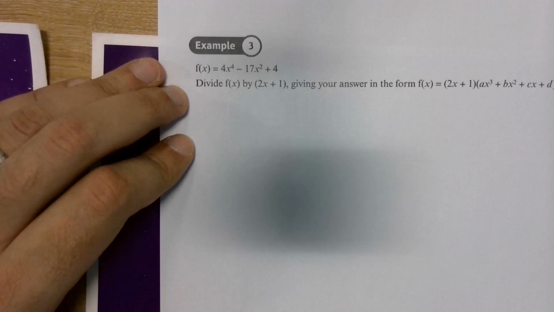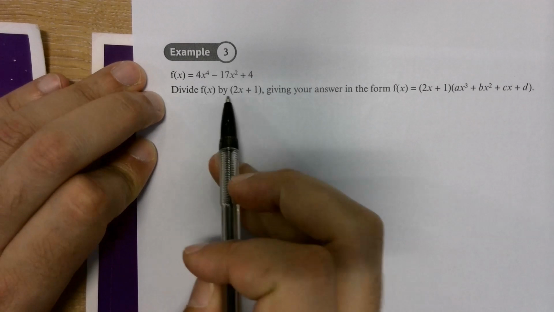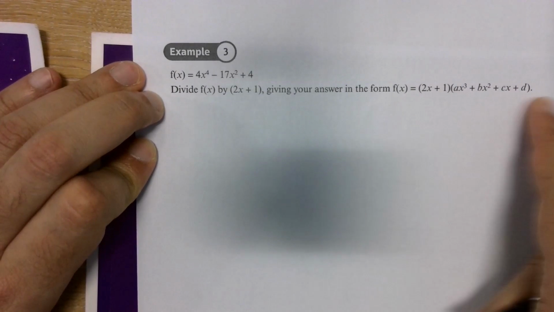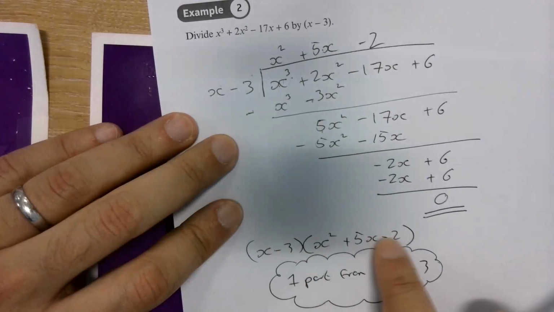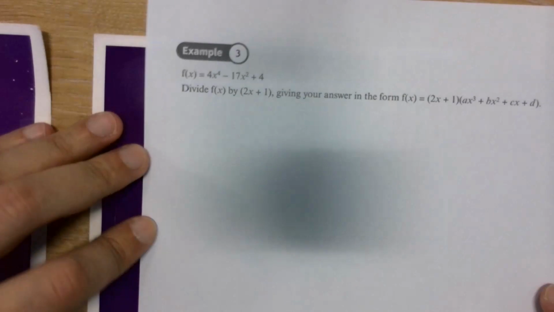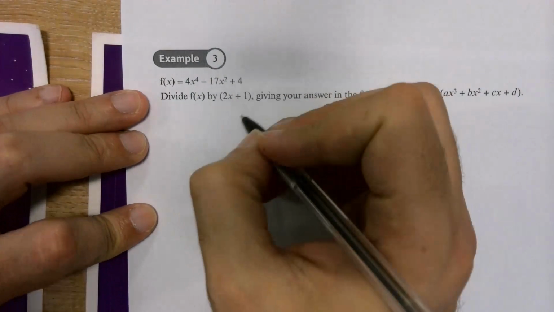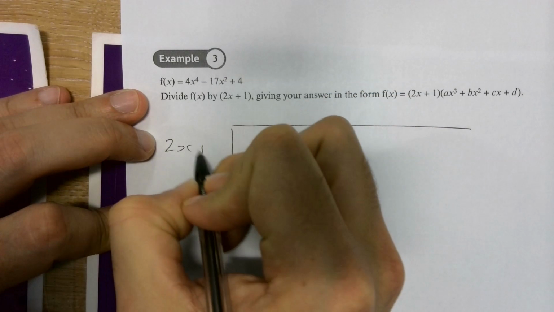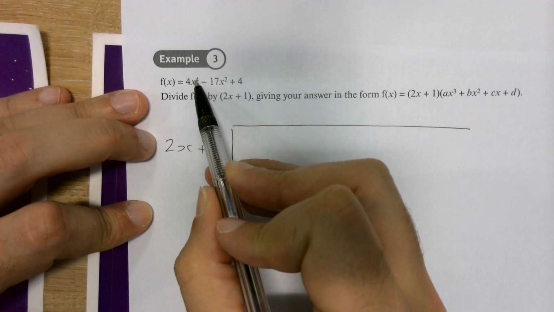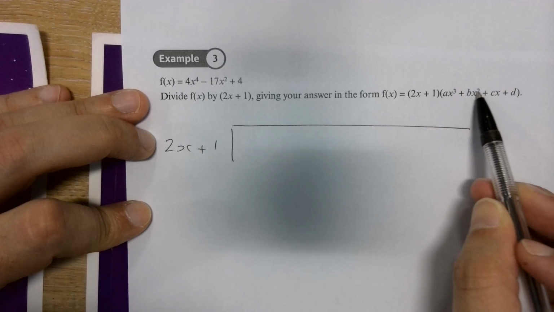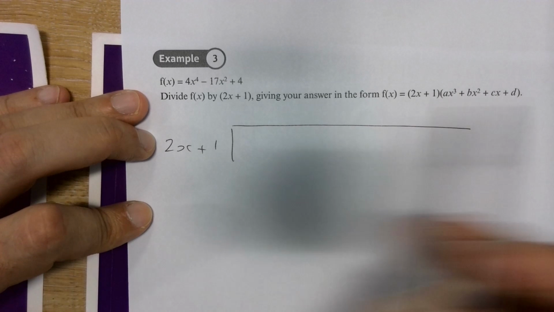Okay, right, example 3. So divide f of x by 2x plus 1, giving your answer in the form this, so that was what we did before. That just means that when you get your answer at the end, just write it out as this thing in one bracket and your answer up there in another bracket. So the problem that we've got with this one, you draw out your bus stop and we're going to put that 2x plus 1 in there. The problem with this is if you notice it doesn't go down in descending order like this does. Look, that's what it wants. It wants cubes, then squares, then no powers, then no x's. We haven't got that there.